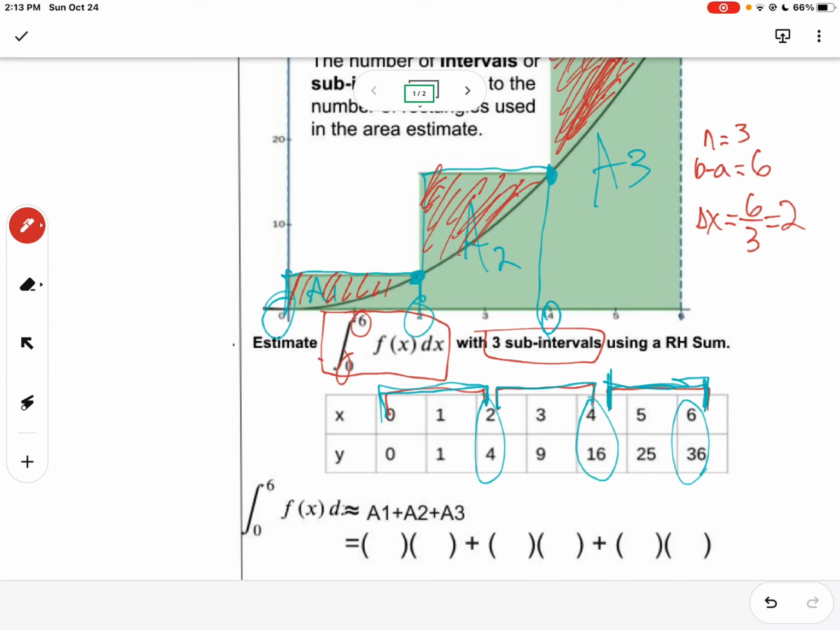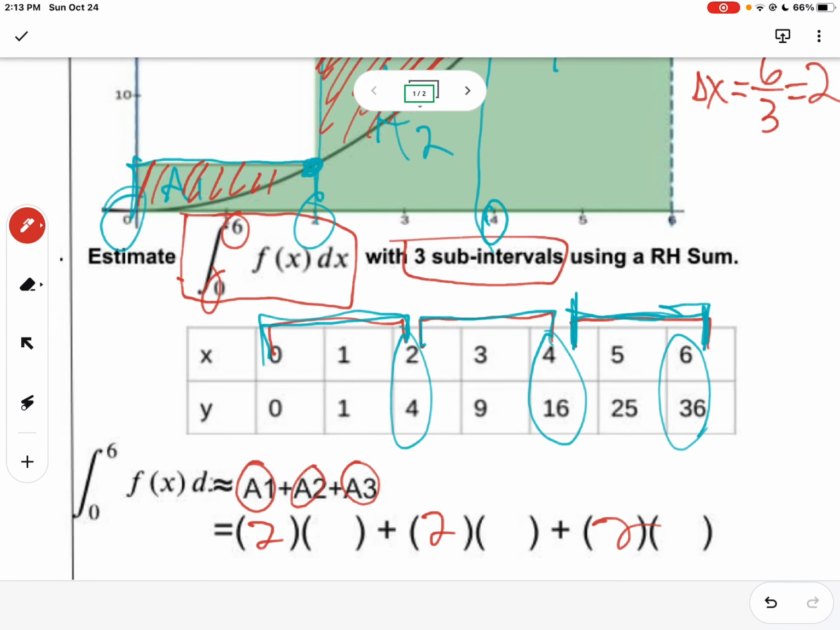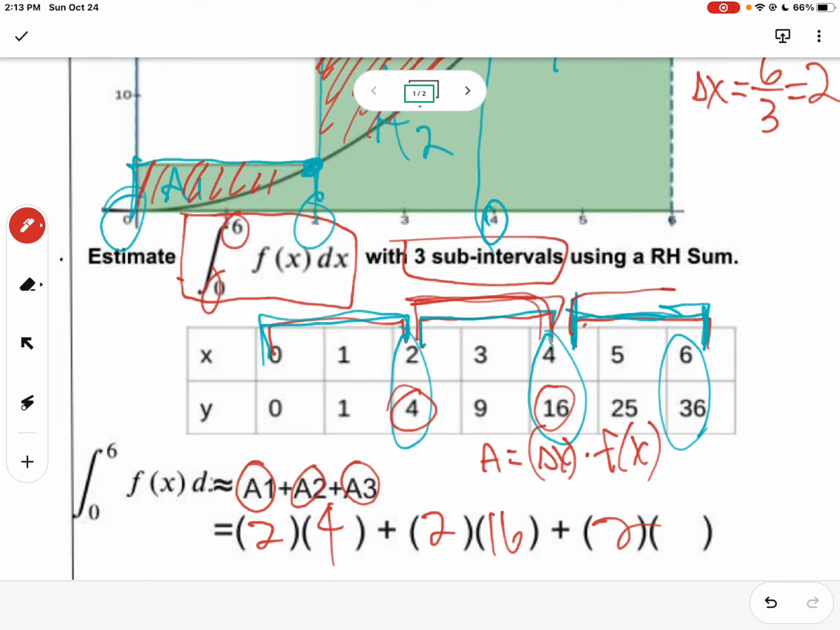Okay, so how do I go about doing this calculation? Well, I know that the width of each rectangle, A1, A2, and A3, the 3 rectangles, is 2. So 2, 2, and 2. Then I need to figure out the height. The height is the y value. Remember, the area is delta x multiplied by the height, which is f of x. So 2 multiplied by, the first one is 4 tall. The second rectangle, which ends at x equals 4, is 16 tall. And the third rectangle ends at x equals 6, which is 36 tall.